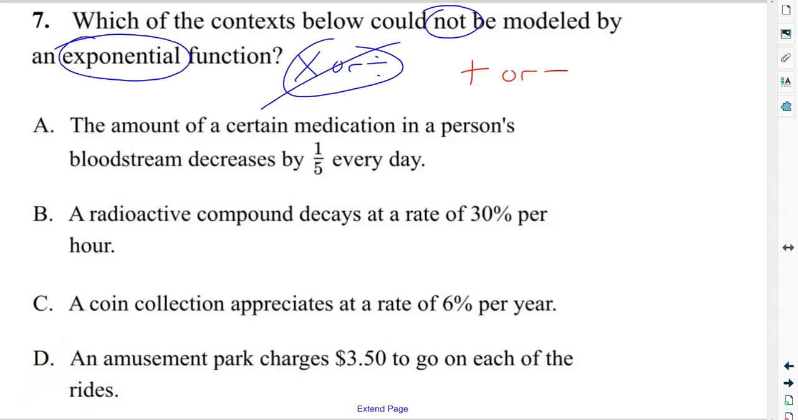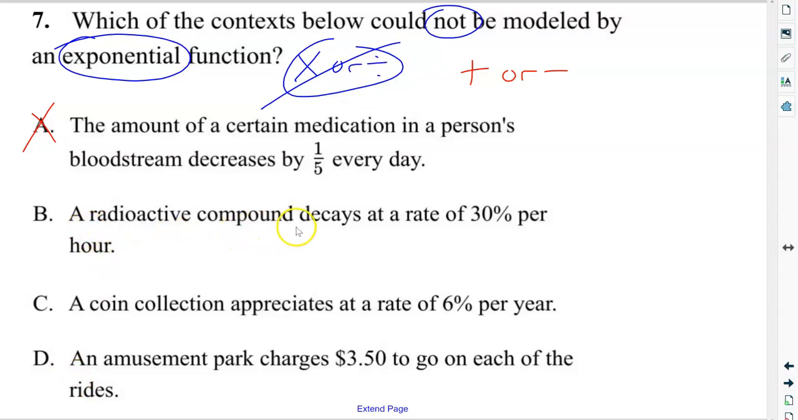Oh, I forgot to put that in there. But again, not exponential, so probably looking for something to add or subtract. But like I said, 1/5 every day. So it decreases by 1/5, which means you have to multiply by 1/5 or divide by 5, which means that doesn't work. Okay, let's look at the next one.